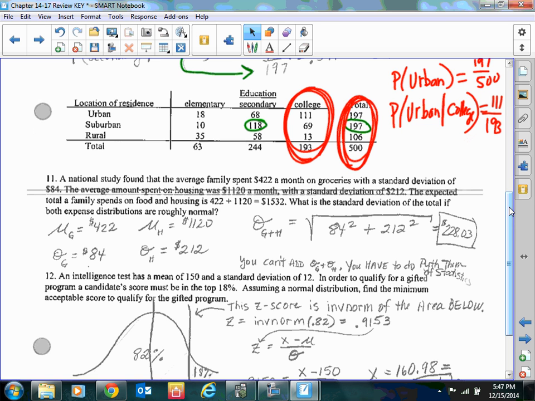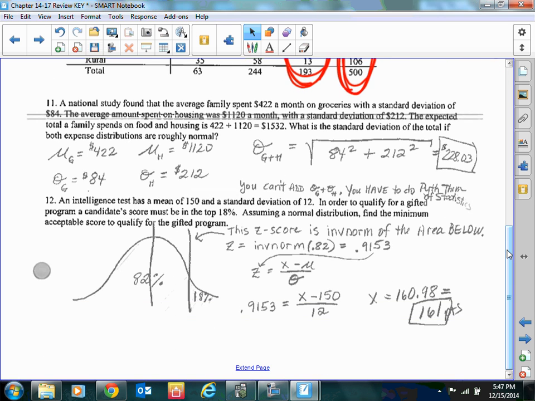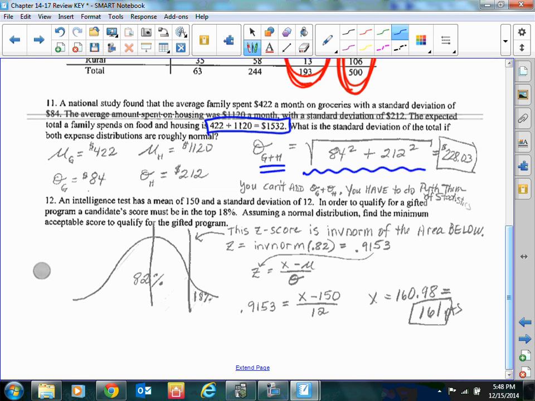Okay, you also did 11 and 12. 11 is about combining means and combining standard deviations. The means combine like you would normally expect them to, but the standard deviations do not. In order to combine standard deviations, you cannot just add them. They have to go through the Pythagorean theorem of statistics, and you get 228.03.